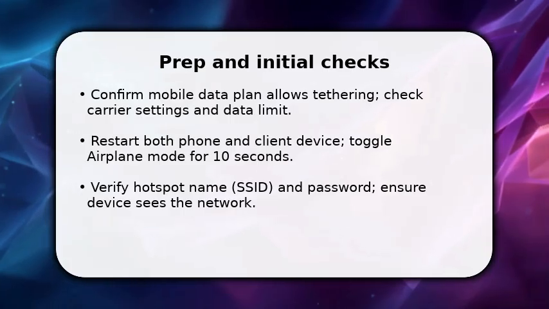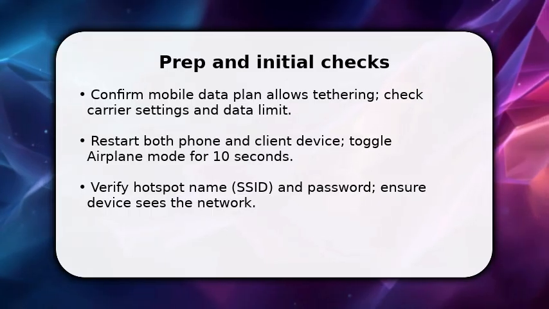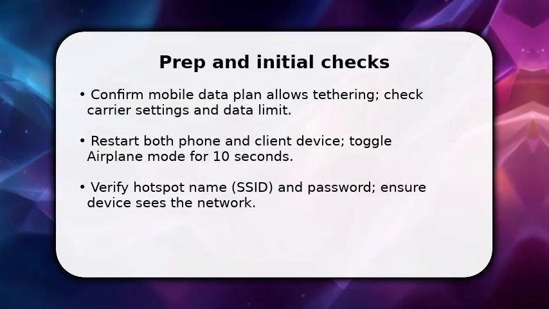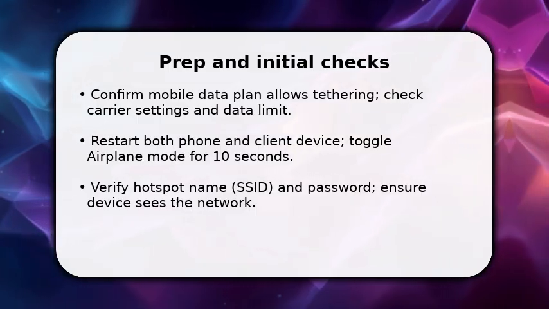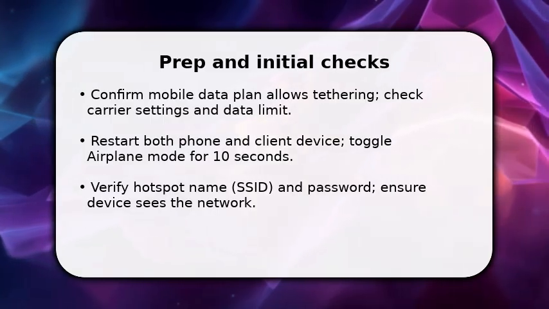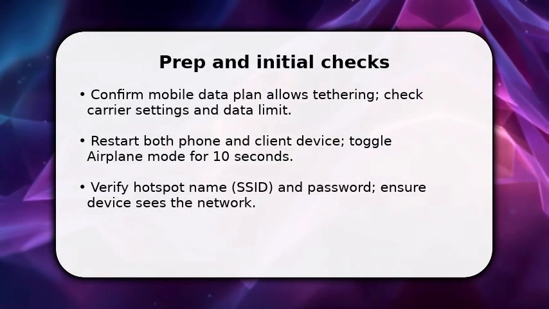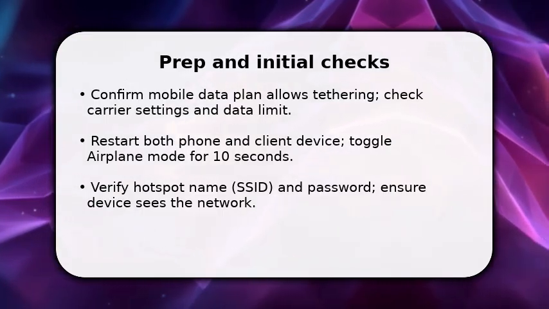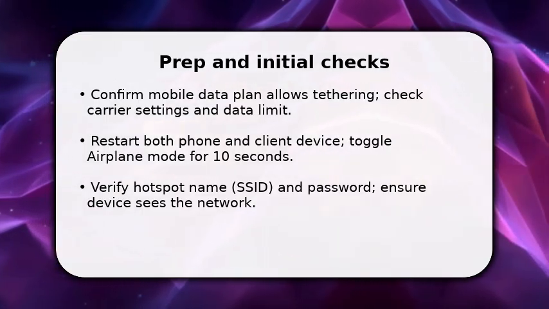You start by confirming tethering is allowed and that you have enough data. Carriers sometimes block hotspots. Once done, restart your phone and the device you'll connect, and toggle airplane mode briefly to reset radios. Make sure the hotspot SSID and password are clear and visible in settings. You want to rule out simple naming or credential errors before deeper work.